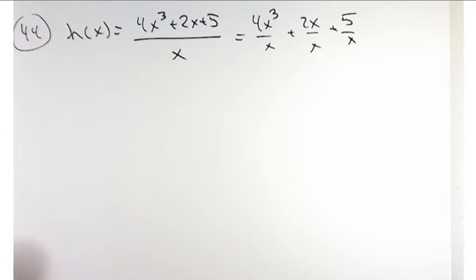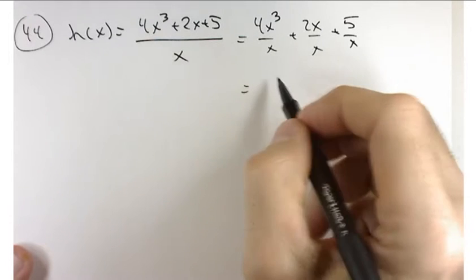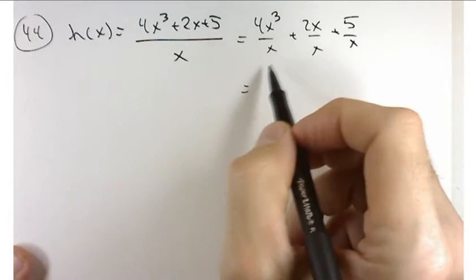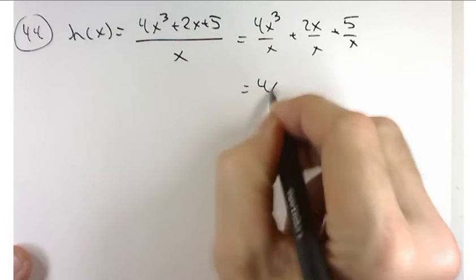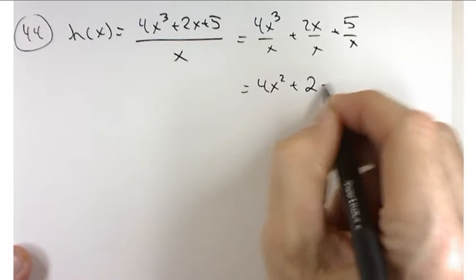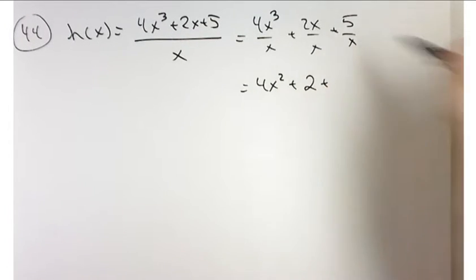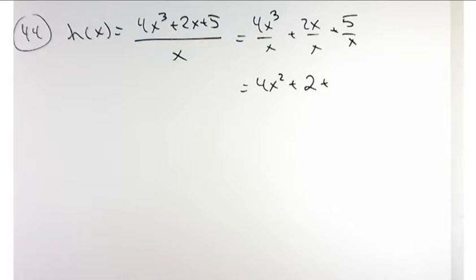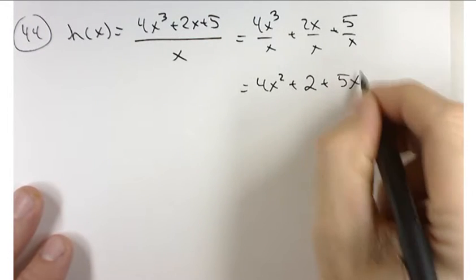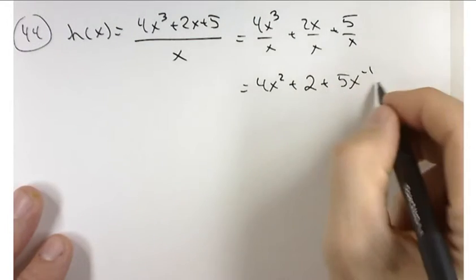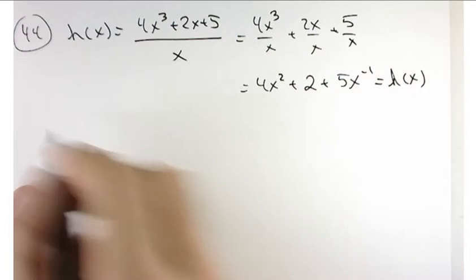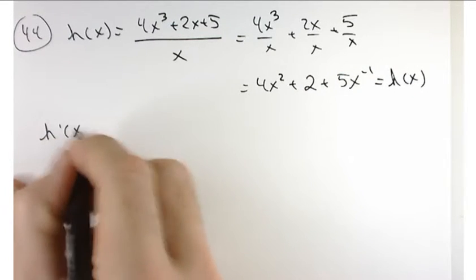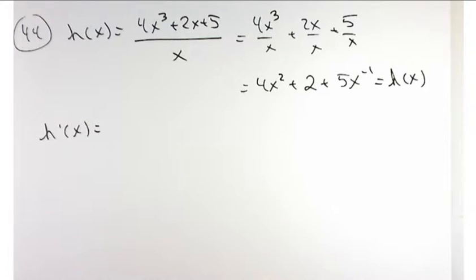Now, does this simplify at all? Yeah. You can simplify it here. Good. So 4x squared plus 2. And let's rewrite 5 over x. How could I rewrite that as a convenient expression to differentiate? Yes. 5x to the negative first power. So this is still h of x. But writing it like that makes it a lot easier to find h prime.